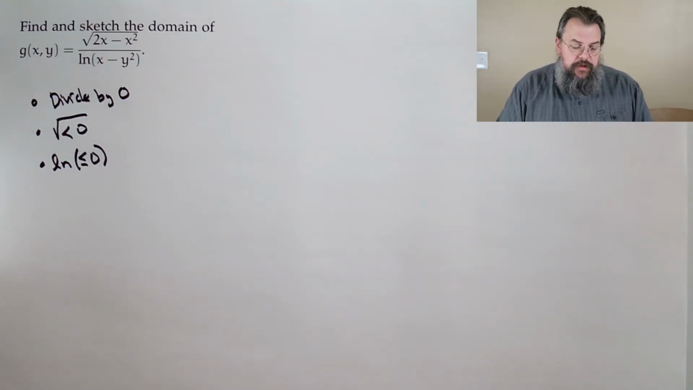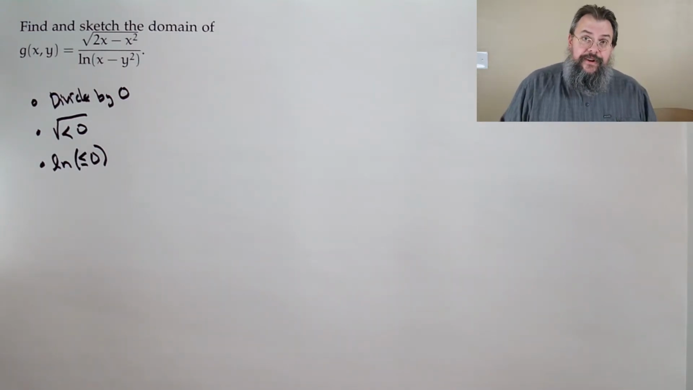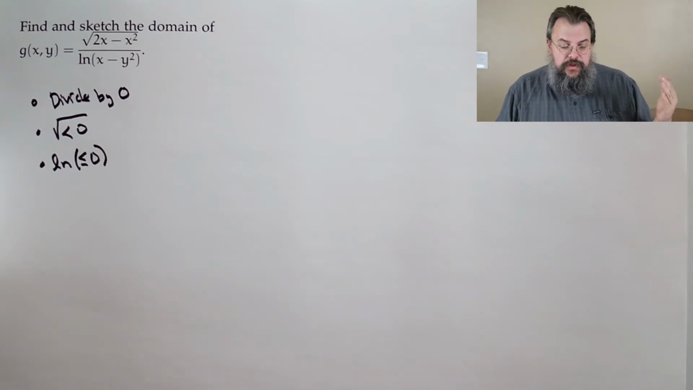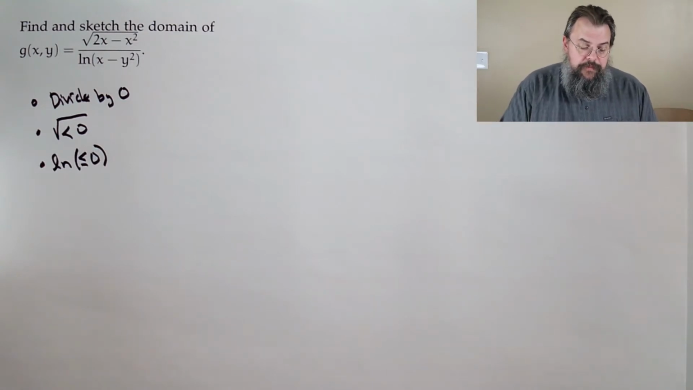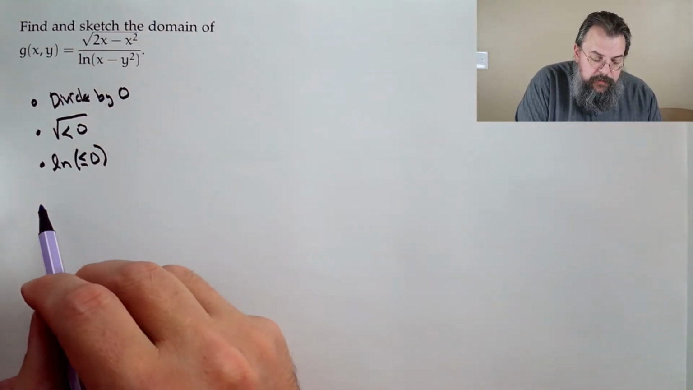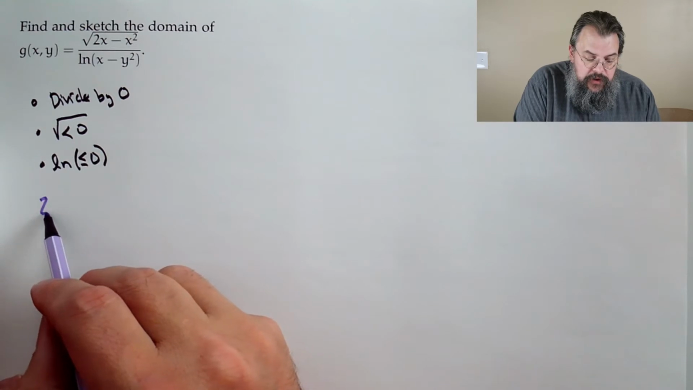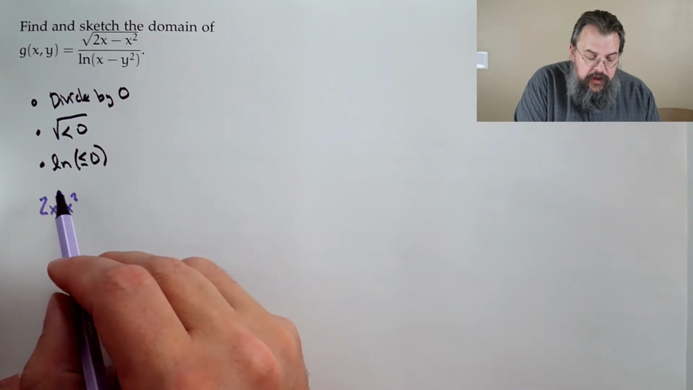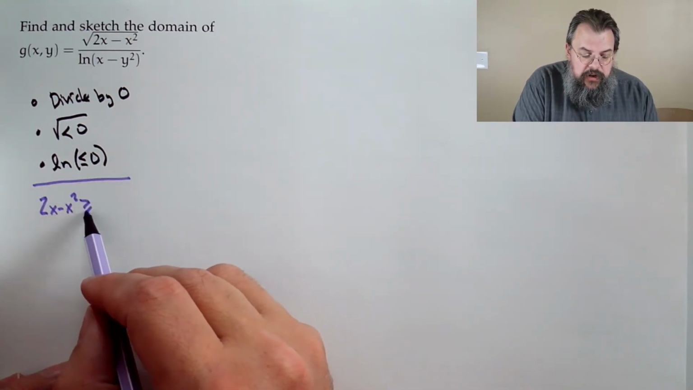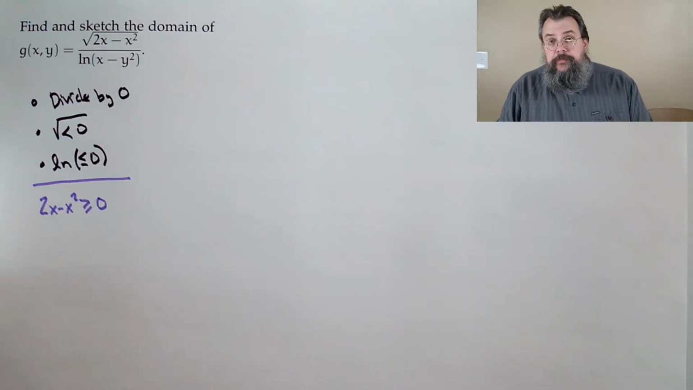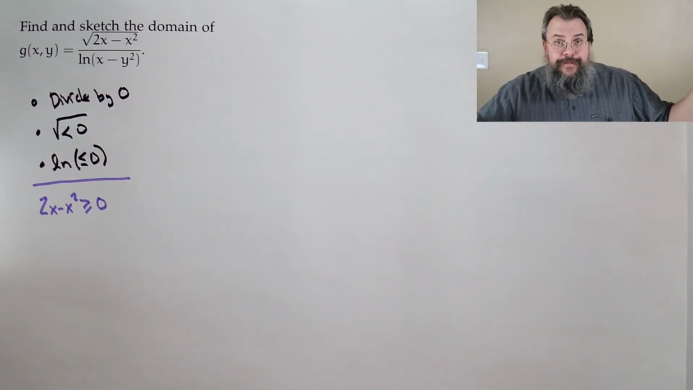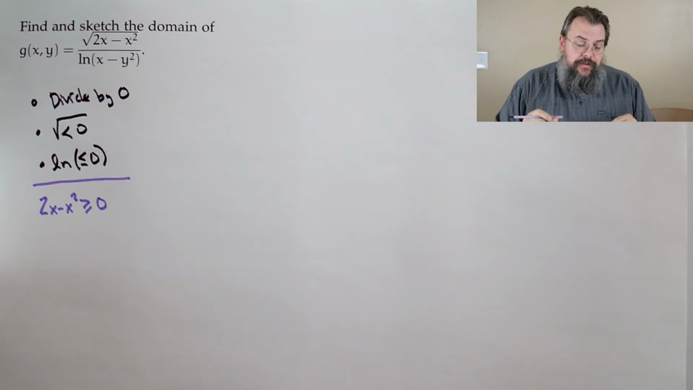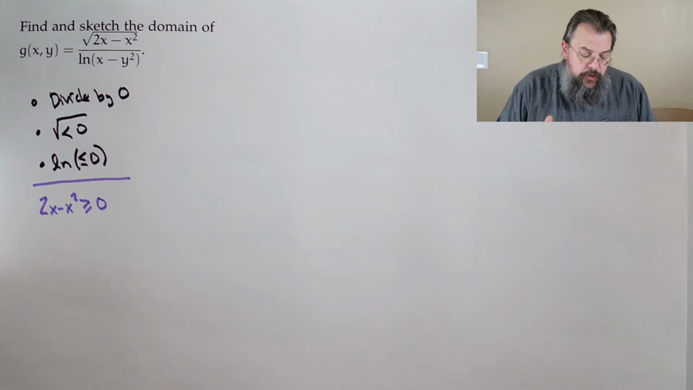So let's talk about some of these, because I think some are easier than others. So suppose we start with the numerator. It has a square root in it. We say, okay, look, in order for this to be possible, we need 2x minus x squared to be greater than or equal to 0. That's the only way this could possibly work. If 2x minus x squared was negative, I have a square root of a negative, I'm out. Game's over. Okay, so what does that tell us?